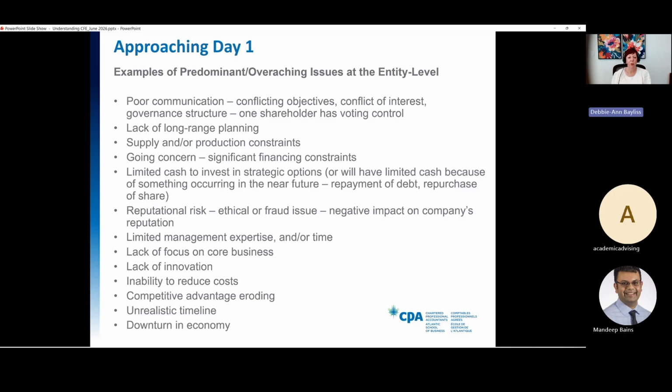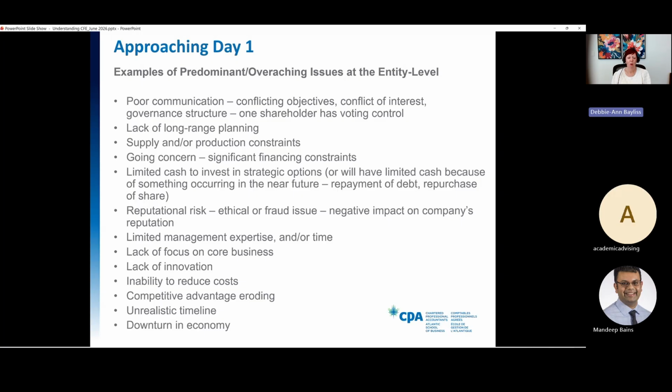If there is a supply or production constraint, every time you analyze an option, you need to talk about the impact it will have on supply. That's an important pro or con. Going concern, because there are significant financing constraints. There could be limited cash to invest in a strategic option, or there's going to be limited cash because something's occurring in the near future, whether that's repayment of debt or repurchase of shares.